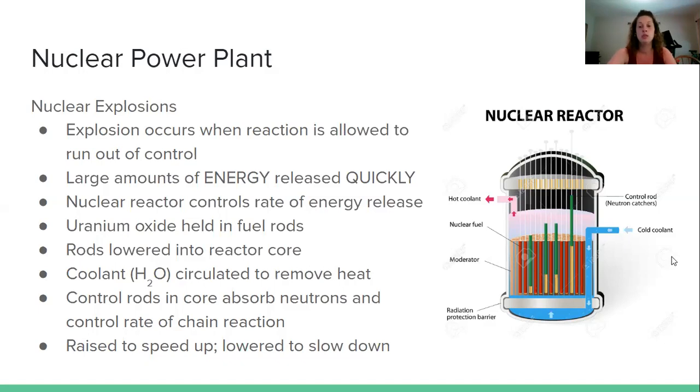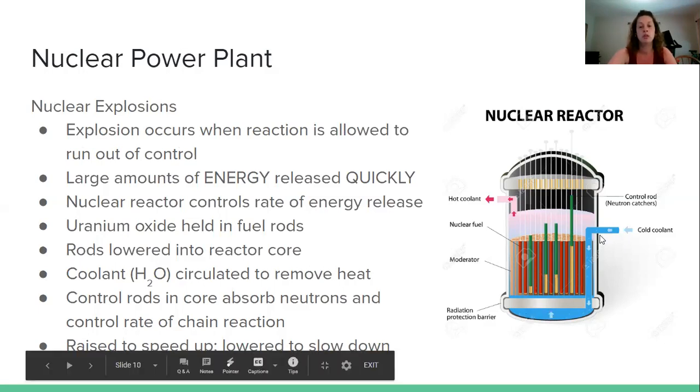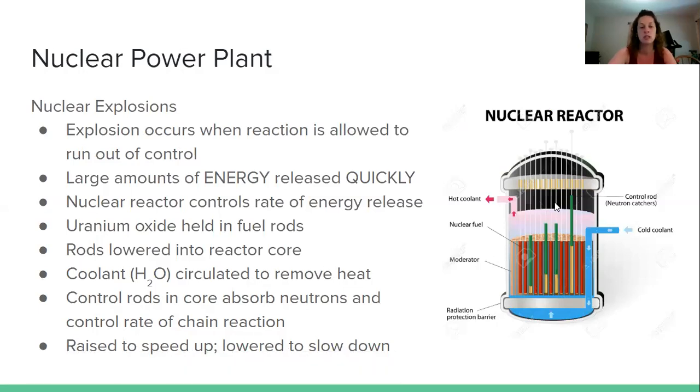There's a coolant used. In most of them, it's water. In Millstone, it's water. It's circulated to remove some of that heat. The control rods can absorb those extra neutrons from that chain reaction, and it can lower the rate so it doesn't cause an explosion. And then the control rods can be raised up and lowered to feed into the purpose that you need for it.